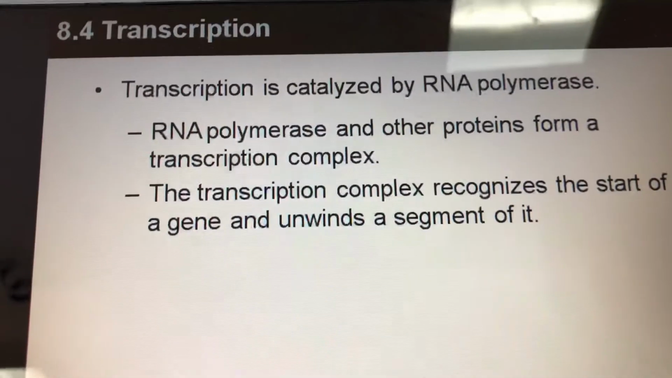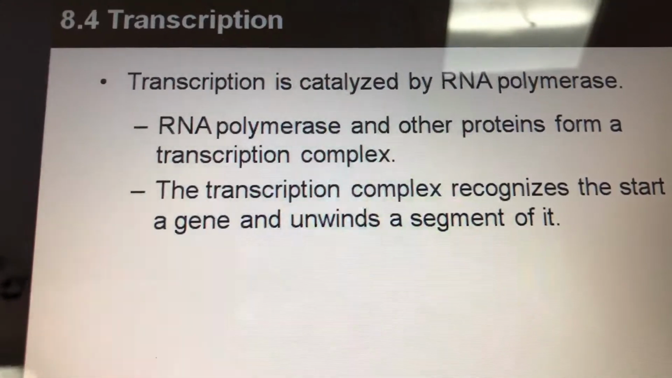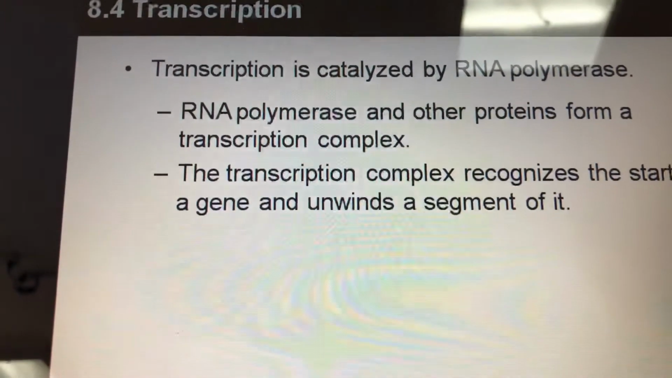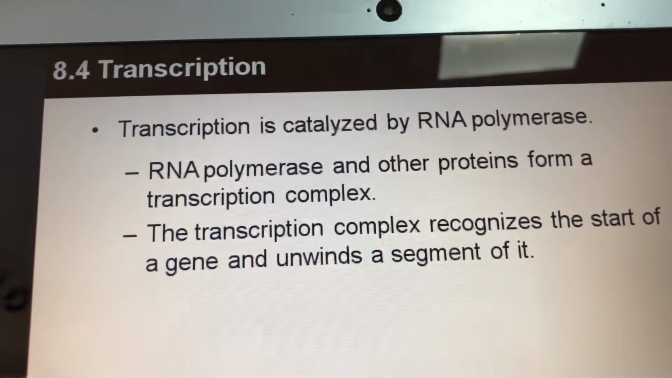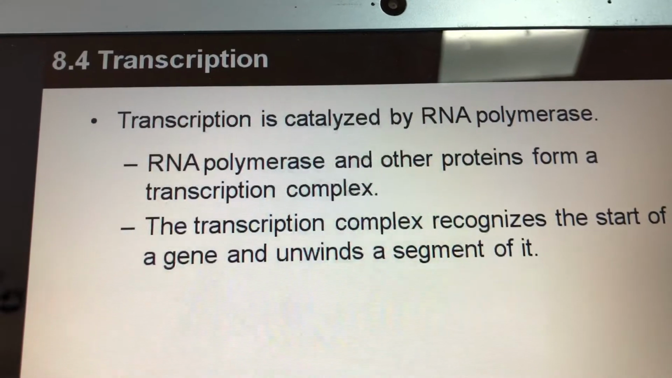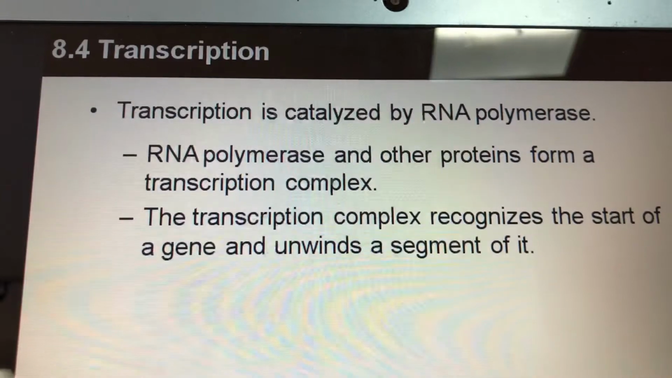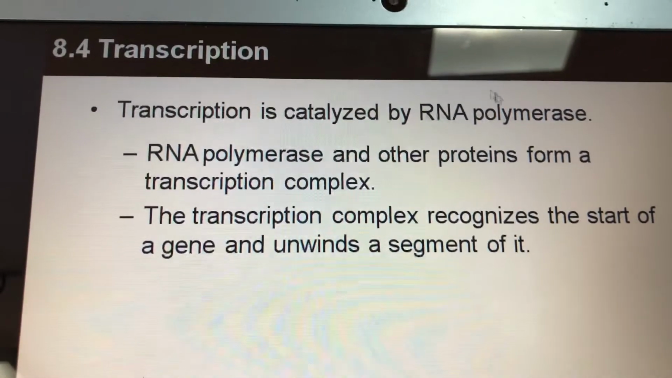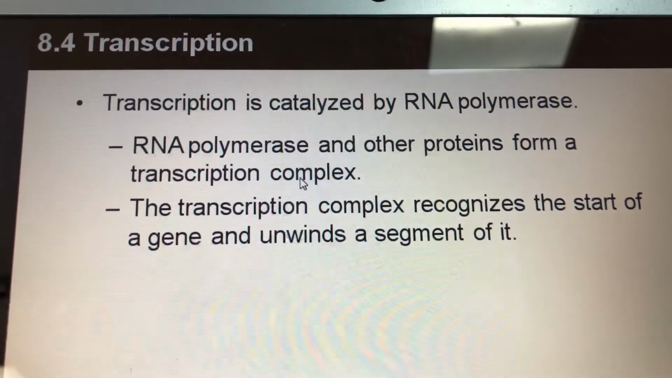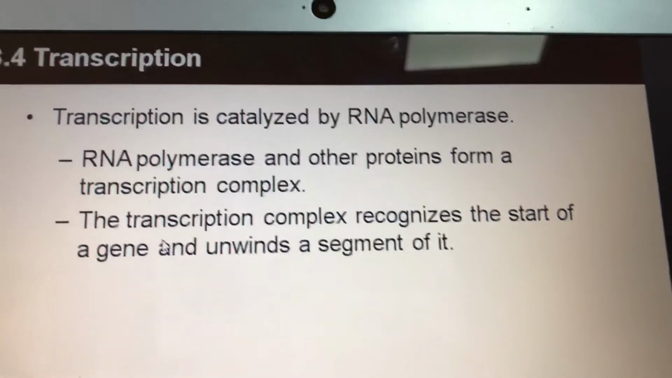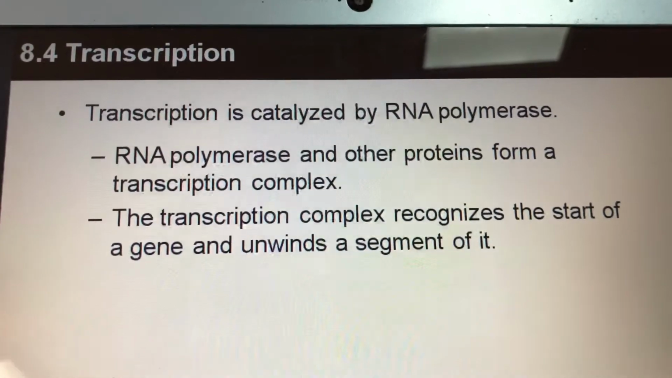As we learned in replication, the DNA polymerase enzyme is needed to build a new DNA strand. Similarly, transcription is also catalyzed by an enzyme especially to build the RNA, and it's called RNA polymerase. Now, this RNA polymerase and other proteins form a transcription complex. This transcription complex recognizes the start of a gene and unwinds a segment of it.